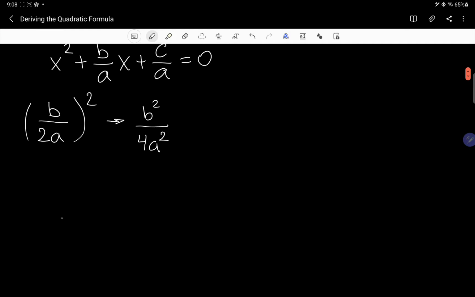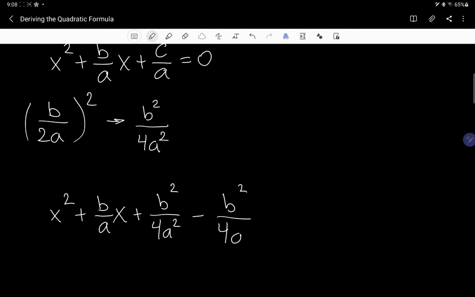So what that looks like is x squared plus b over a times x, and then plus b squared over 4a squared, and then minus b squared over 4a squared. And then we still have plus c over a, so plus c over a is equal to 0.